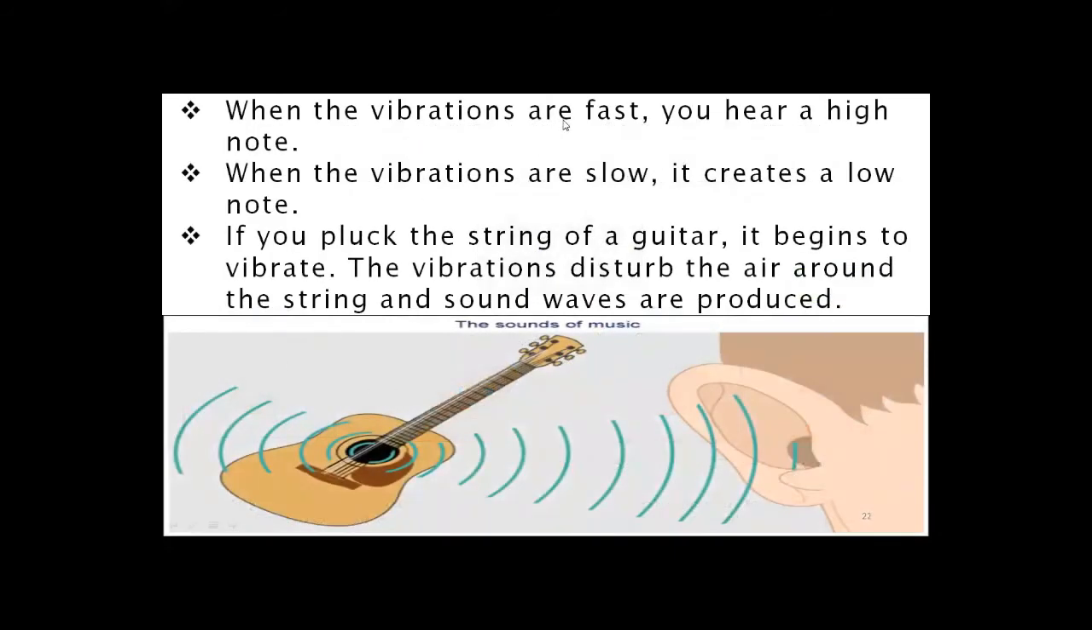When the vibrations are fast, you hear a high note. When the vibrations are slow, it creates a low note. If you pluck the string of a guitar, it begins to vibrate and the vibration disturbs the air particles around the string, and sound waves are produced and we are able to hear the sound of the guitar.